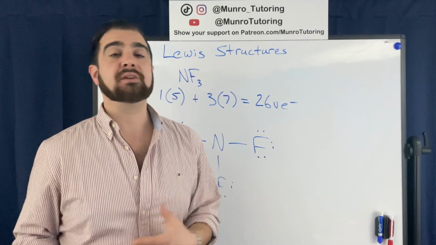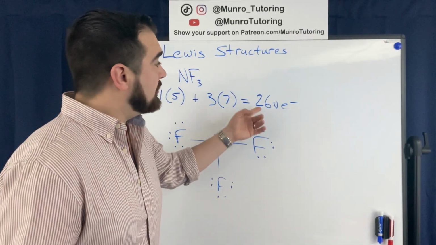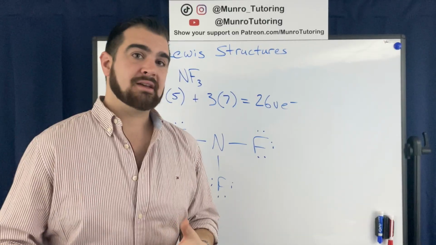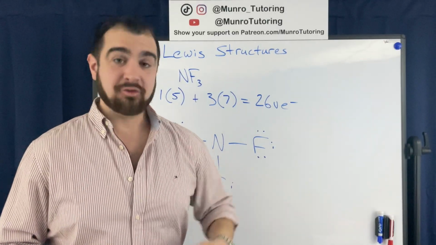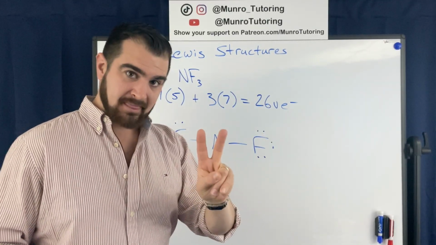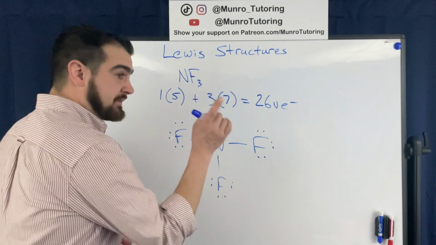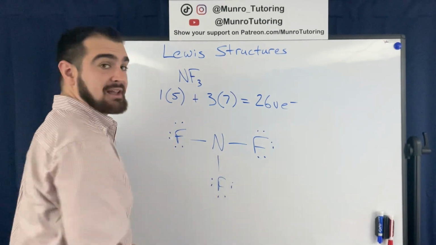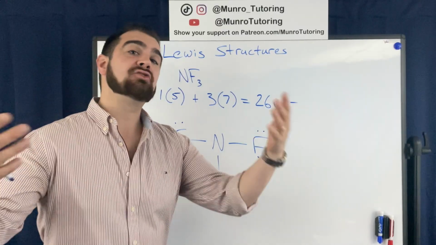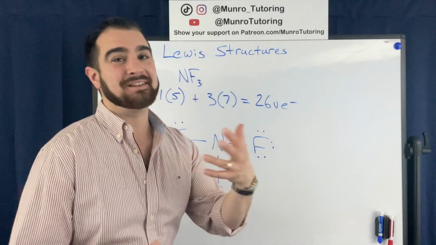And that's how many electrons we used already. Now we have 26 to play with here. So 26 minus the 24, we have 2 electrons left over. And if you look at the nitrogen, it already has 2, 4, 6 electrons. It would like to have 2 more. 2 more would make it stable, right?